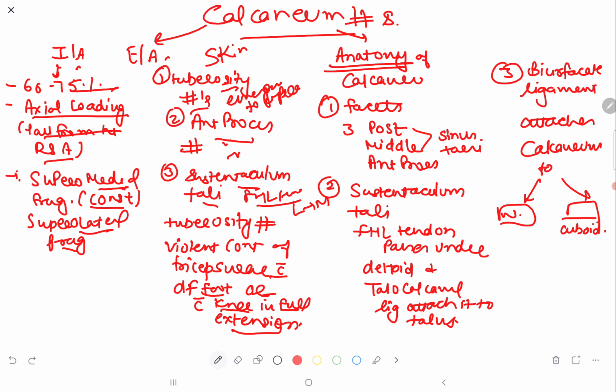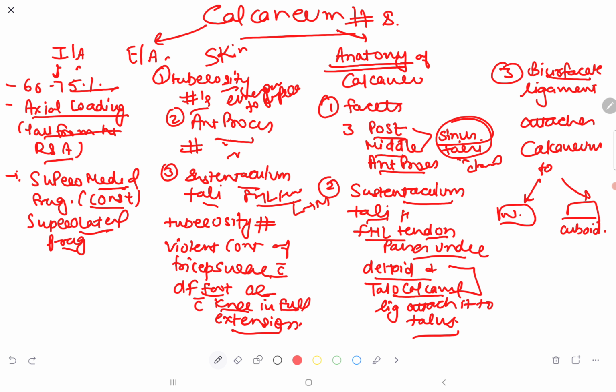Then we will discuss anatomy of calcaneum in brief. There are three facets: posterior, middle, and anterior process. In between the posterior and middle facet passes the canal that makes sinus tarsi with the tarsal canal. Then we have sustentaculum tali on the medial side. Flexor hallucis longus tendon passes under it. On sustentaculum tali, we have attachment of deltoid and talocalcaneal ligaments. These two ligaments connect the calcaneum to the talus.